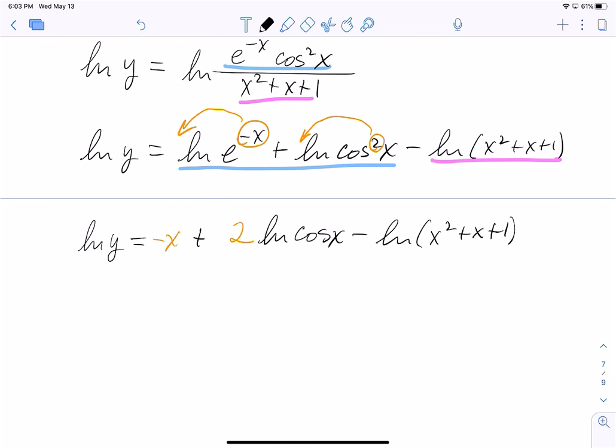Now on the left-hand side, we're going to differentiate the natural log of y, but we're going to differentiate with respect to x. That means implicit differentiation. So we have 1 over y times y prime is equal to, then on the right-hand side, negative 1 plus 2 times the derivative of the natural log of the cosine of x. That's going to be 1 over the argument, so cosine of x in the denominator, times the derivative of the inside function. The derivative of the inside function is negative sine of x.